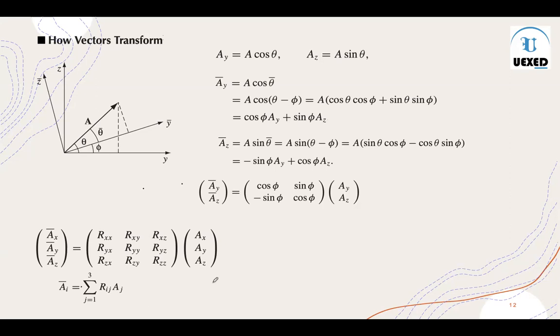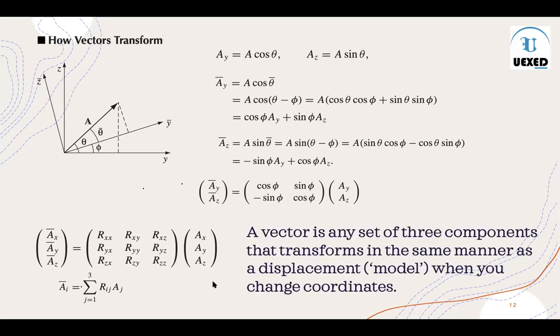Okay. So these are some of the notations I'm going to use when we go into it in a very detailed manner. By having this knowledge, now please remember, you are in undergrad. Whenever somebody asks what the definition of a vector is, you can simply say a vector is any set of 3 components that transform in the same manner as a displacement when you change the coordinates. This is the precise definition of a vector.